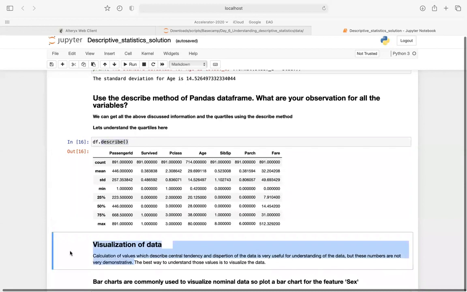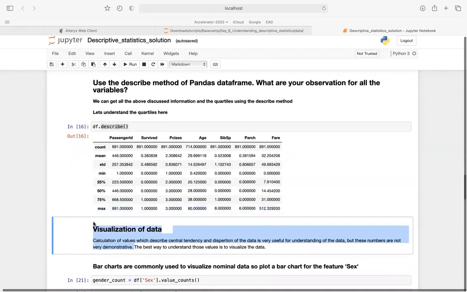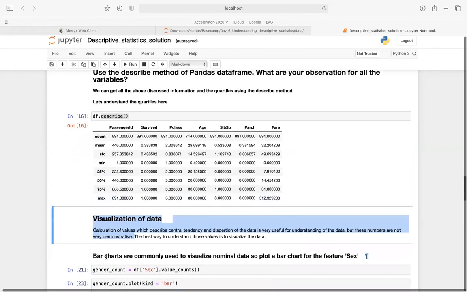We all agree to that, right? We have got all these numbers, which tell me the central tendency as well as the dispersion of the data, but it's not demonstrative. The best way to understand those values is to visualize this data. Bar charts are commonly used to visualize the nominal data. So plot a bar chart for the feature sex.